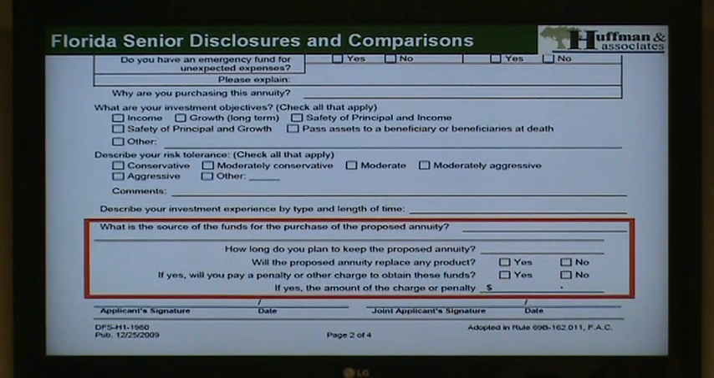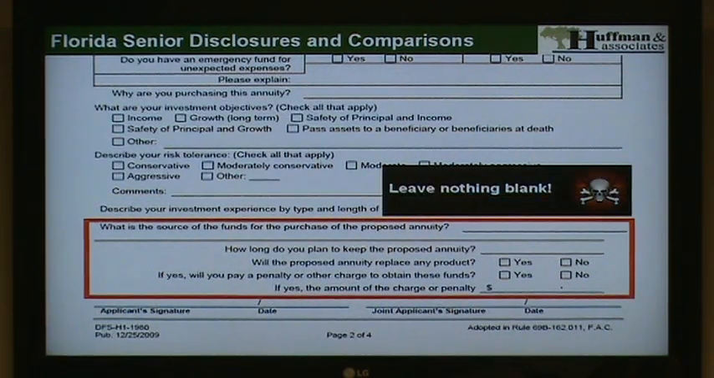Source of funds. Be specific and list its source, such as cash from a money market, a CD, an annuity, etc. If it's an annuity, make sure to complete the Disclosure and Comparison of Annuities contract form and make sure it's listed in the annuity's own section on page 1 of this form. How long will the proposed annuity be kept? Answer as described by the owner, or else answer as unknown.